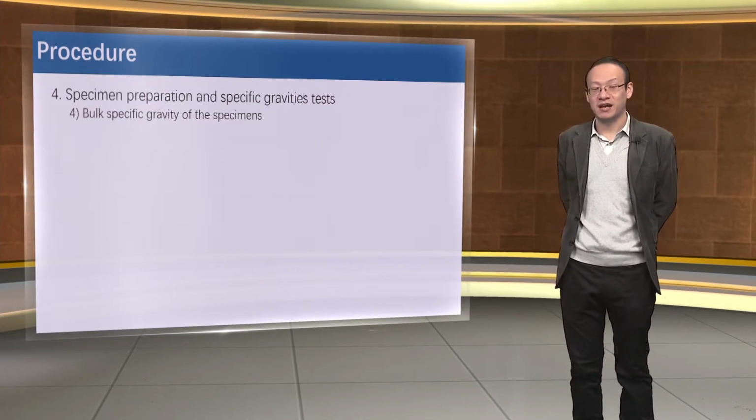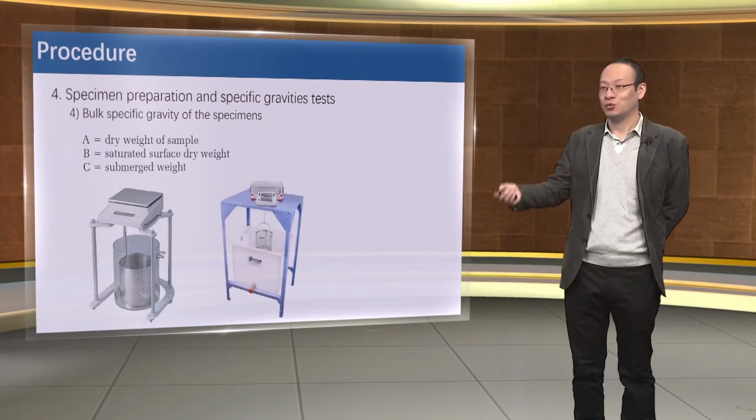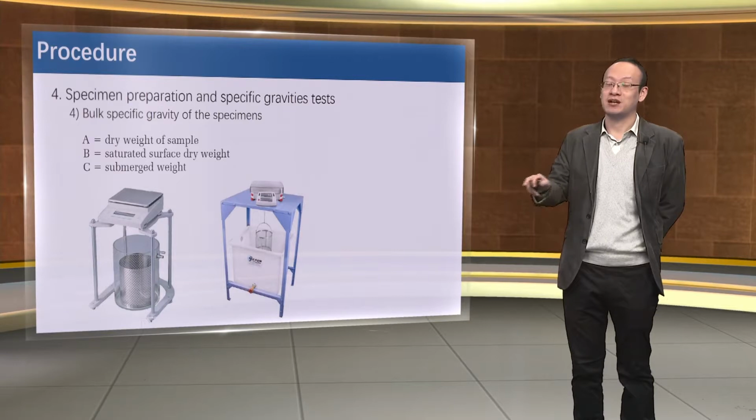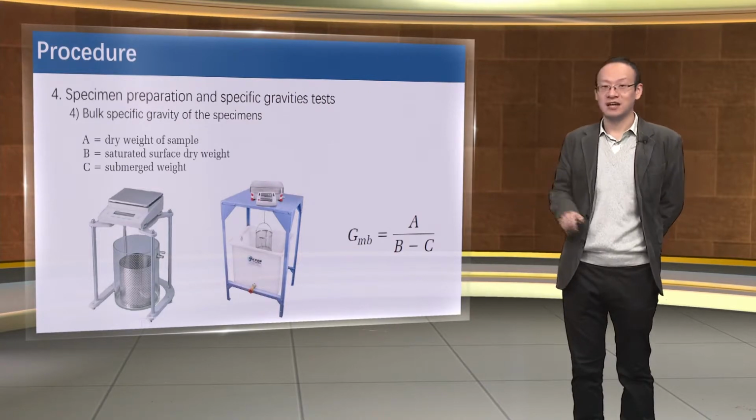Next is to measure the bulk specific gravity of the samples. We use the scale that can measure both the dry weight and the weight in the water, and use this equation to calculate that.